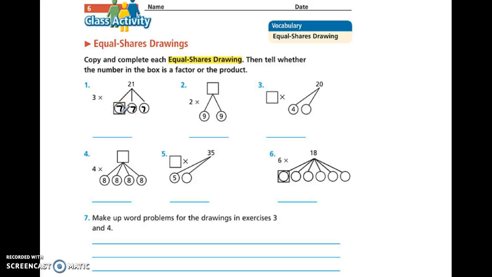And then I have to decide, is this a factor or is it the product? Remember, the product is the answer to the multiplication problem. Knowing that, that tells me that this number is indeed a factor, right? It's one of the things I'm multiplying to get to my answer. All right, how about this one?